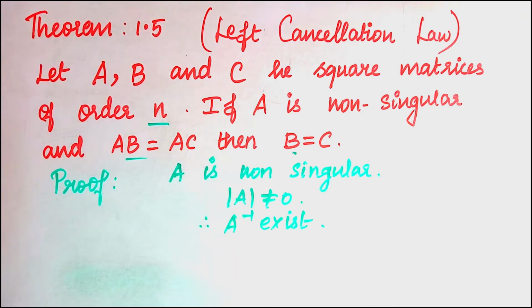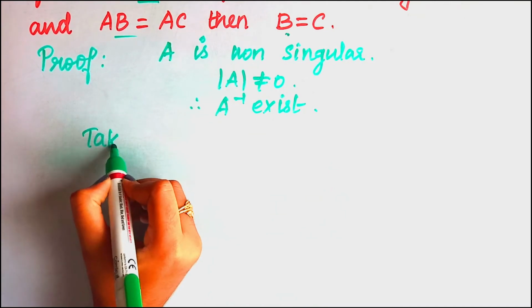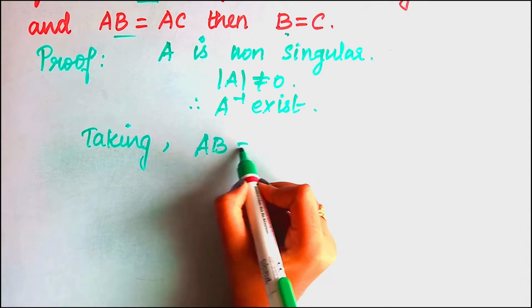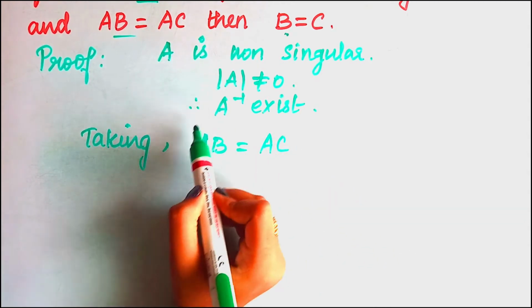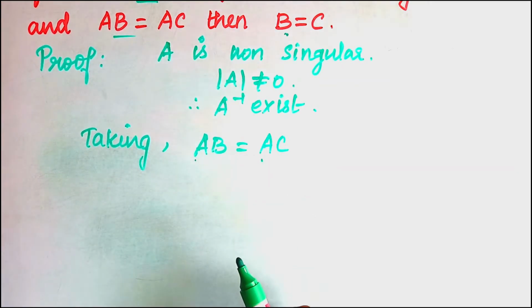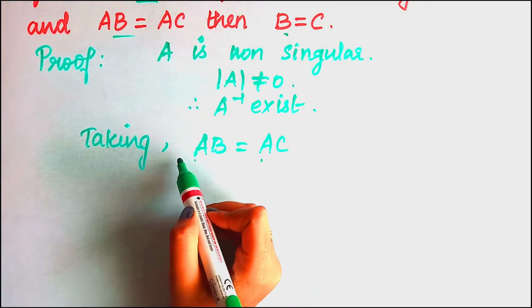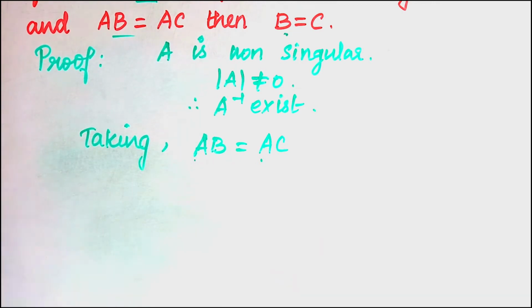Okay, so now we are taking AB is equal to AC, and we are going to prove B is equal to C. Now here we have to cancel these two A's, right? For that we are multiplying by the inverse on the left-hand side, which means we are pre-multiplying both sides by A inverse. So let's write it.